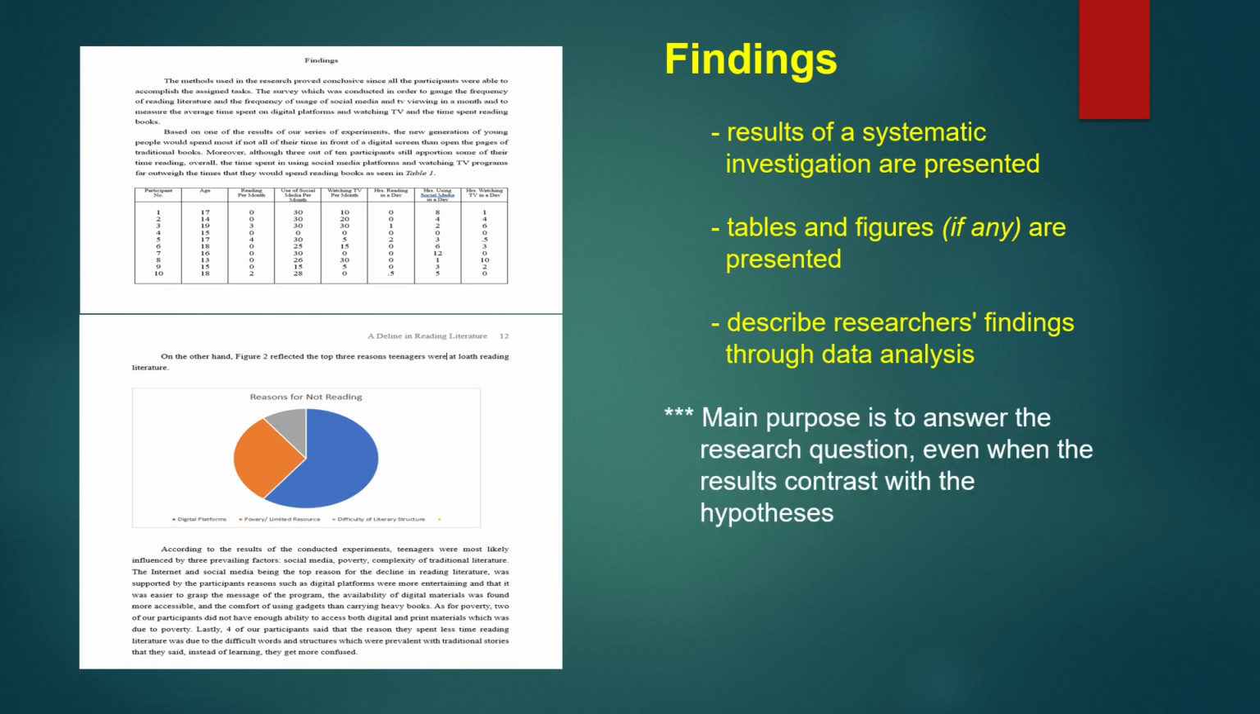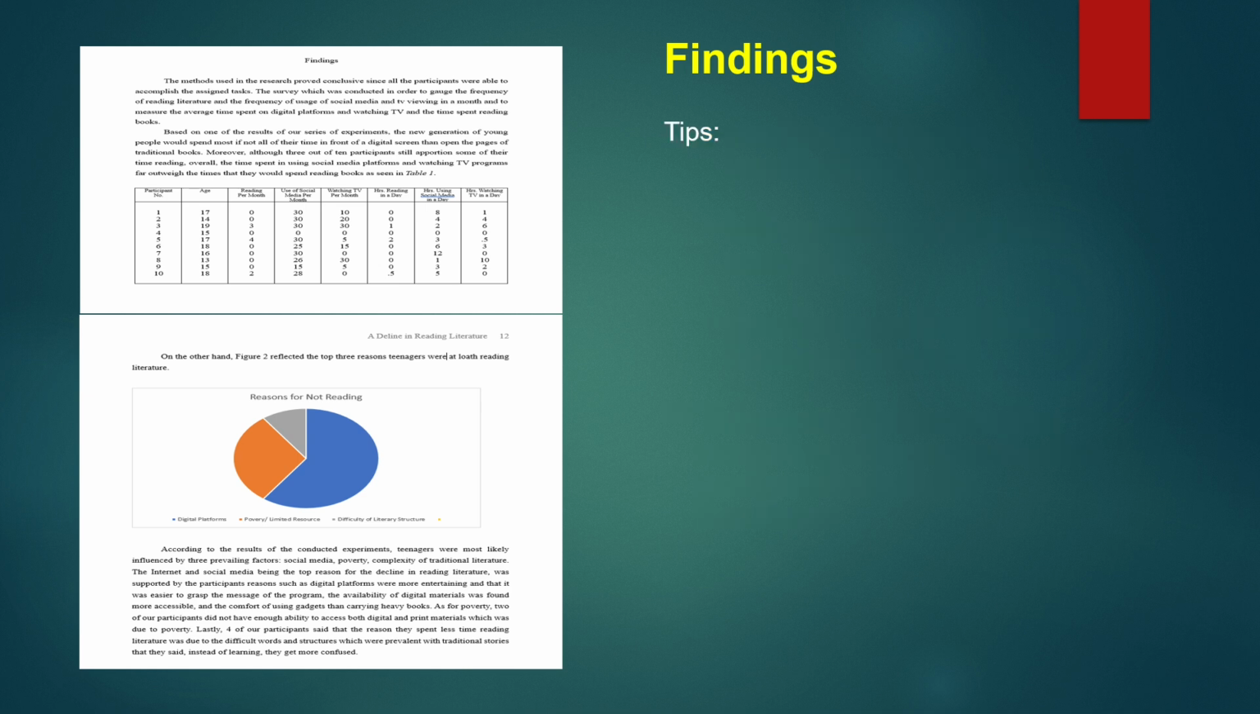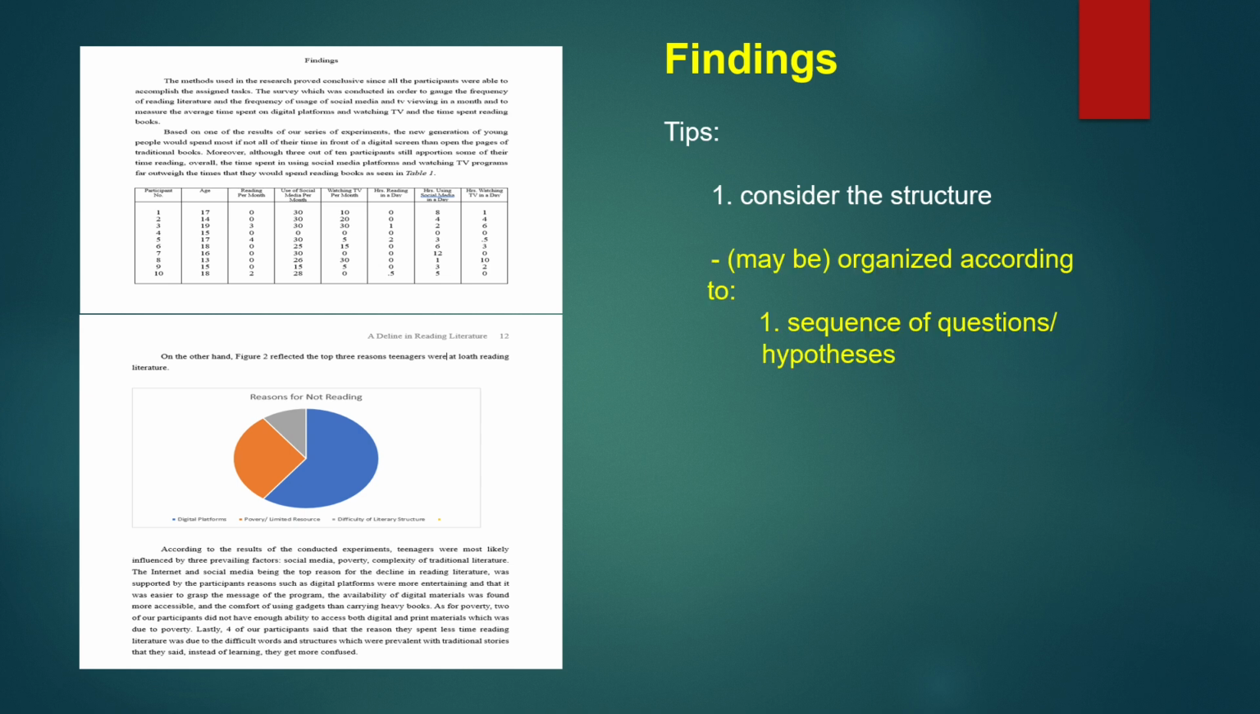The main purposes are to use collected information to answer the research question earlier posed on the introduction, even when the results challenge the hypotheses, and make recommendations for future studies. To efficiently write the findings of your research report, remember these few steps. First, consider the structure of your findings section, including how you will organize the information. Your findings may be organized according to the sequence of the research questions or hypotheses, or in alignment with the order outlined in the methods section.